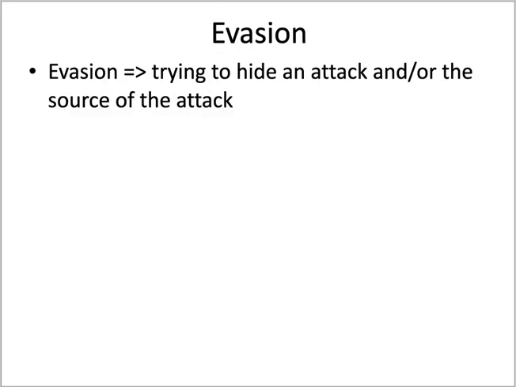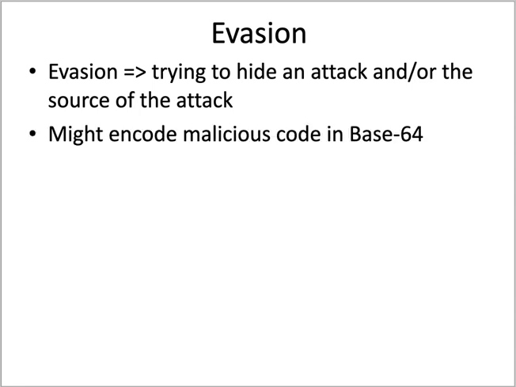The other thing this chapter talks about is evasion, which is trying to hide an attack or possibly the source of attack. And there are different ways to do this. One of the ways that is very common is base 64 encoding of your malicious code. So base 64 was created so that you could send images, programs, binary data through email. It converts all the bytes of a file into printable characters so that you can send it and then at the other end decode it and get the original back.